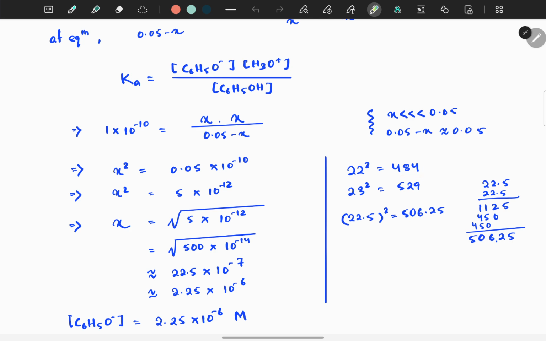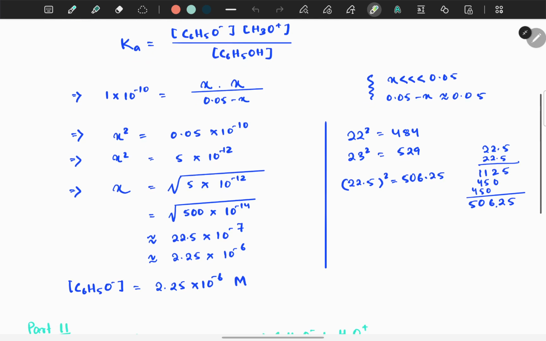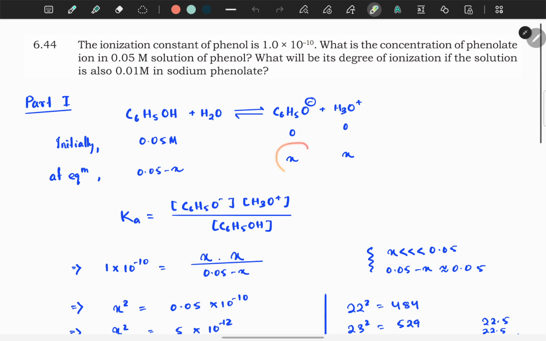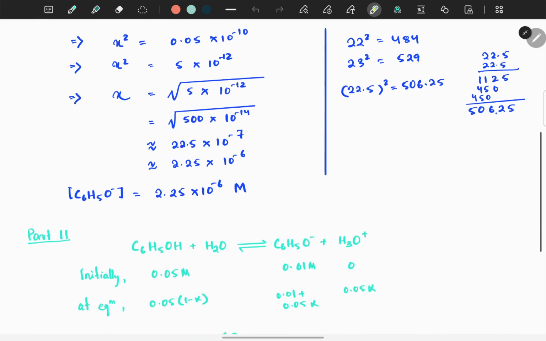So let's try 22.5. The square of 22.5 comes up as 506.25, which is a very near value. We can take it. So the value of x is nearly equal to 22.5 into 10 to the minus 7, or you can say 2.25 into 10 to the minus 6. So the concentration of phenolate ion, which is x, is equal to 2.25 into 10 to the minus 6 M. M means moles per liter.